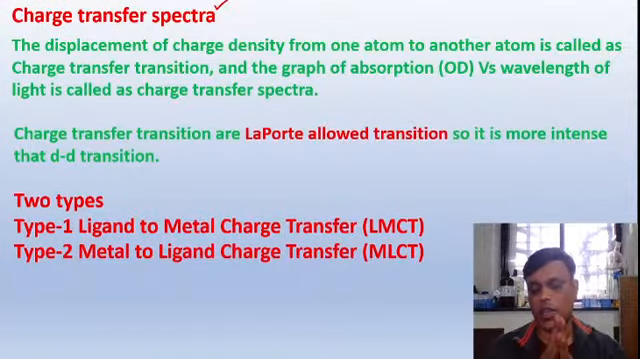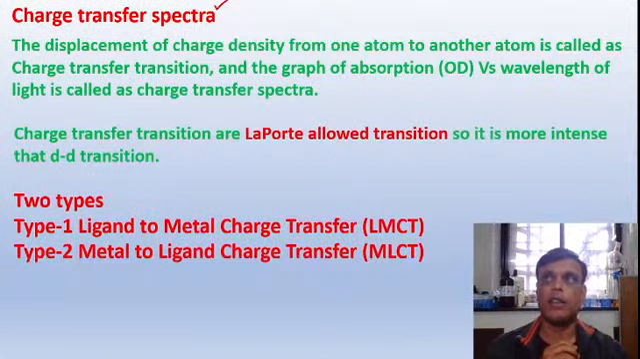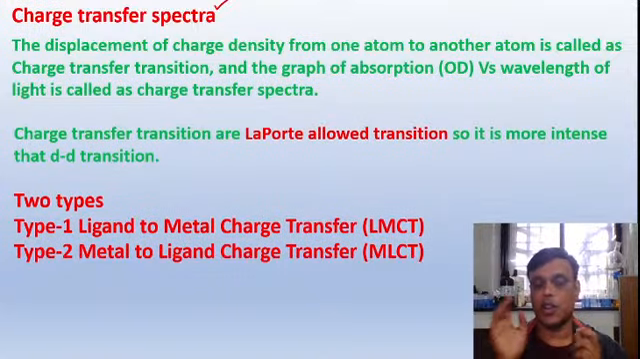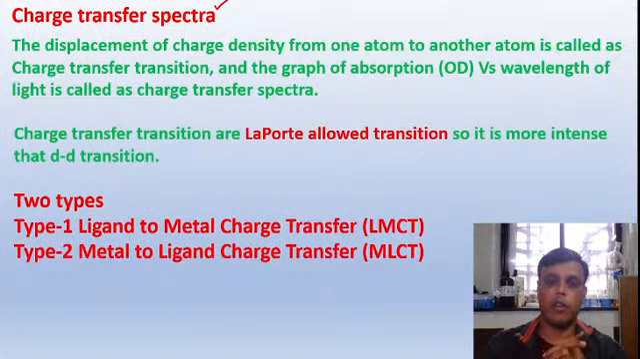Metal to ligand charge transfer is called back bonding, that we have discussed while studying chapter number 2, that is valence bond theory. It is one of the assumptions of valence bond theory, that is back bonding: metal to ligand charge transfer, transfer of electron from metal to ligand.